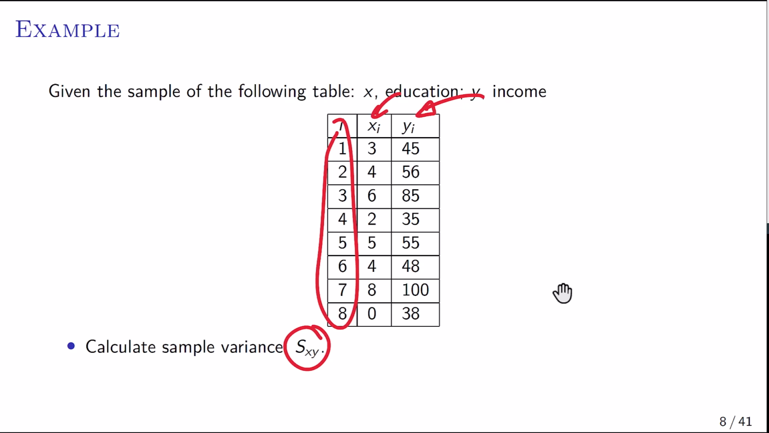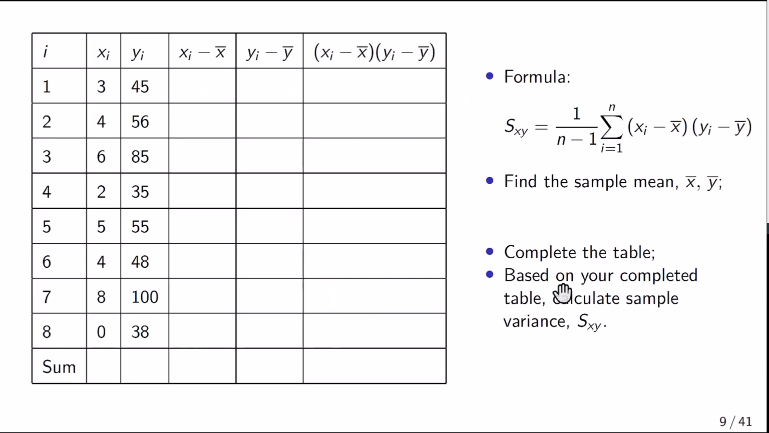To make things easier, we come up with a table. Right here, you see this is the formula. We have to practice 2 points here. Number 1, we need to know what this i means. i is the index, right? Because we have 8 x and y values, each of them we index as 1, 2, up to 8. So here i goes from 1 to 8, and n equals 8.